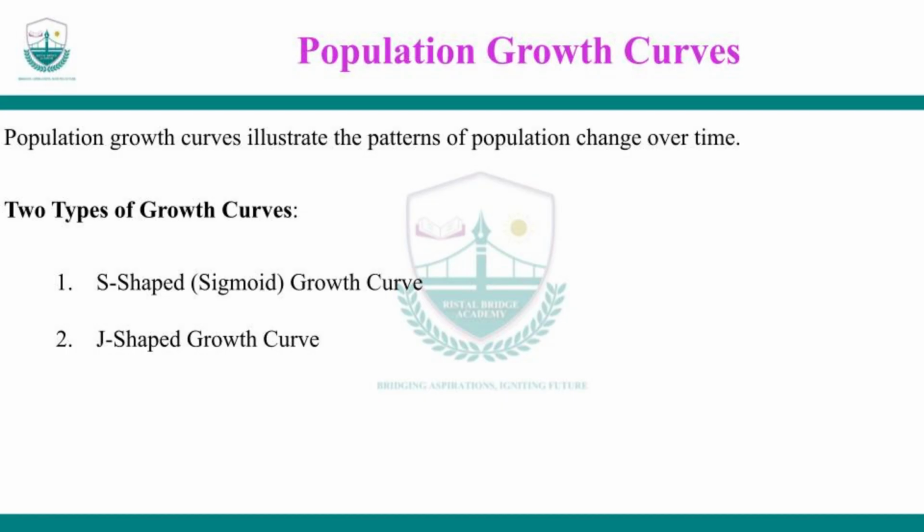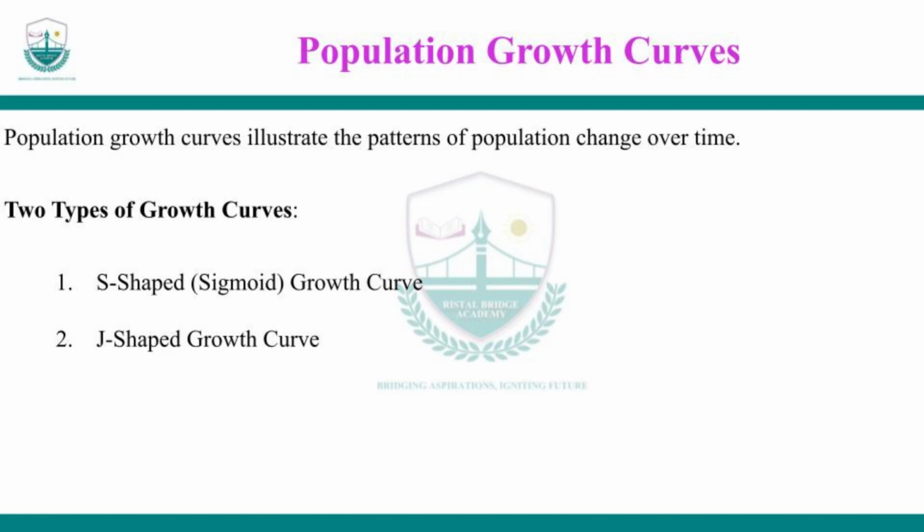There are two key types we'll discuss: the S-shaped, sigmoid growth curve, where growth stabilizes over time; the J-shaped growth curve, where growth continues rapidly until an abrupt crash. These curves help ecologists predict population trends, resource needs, and the impact of environmental changes.